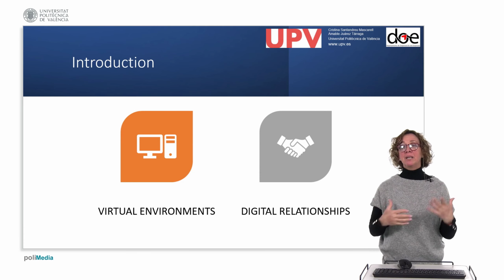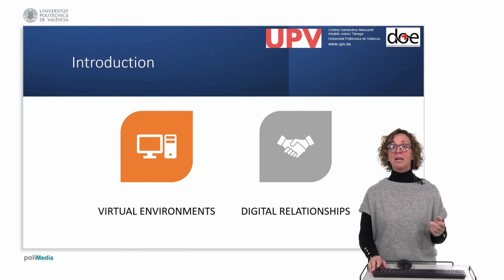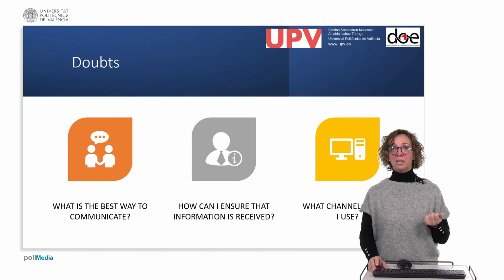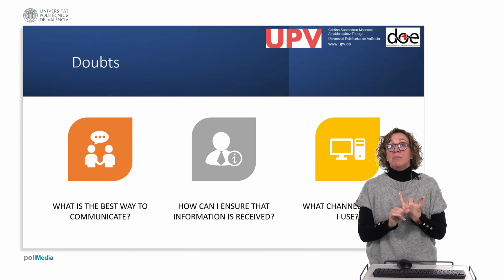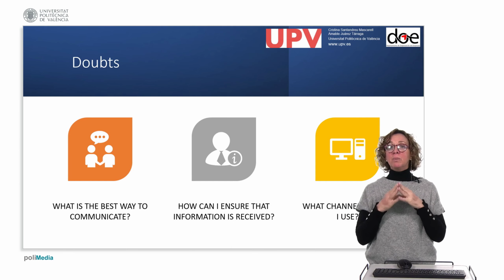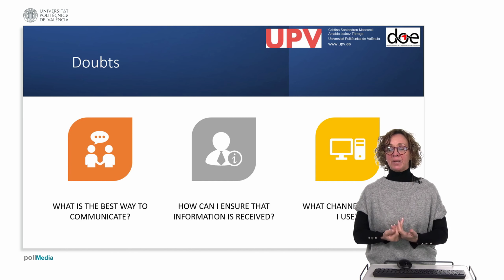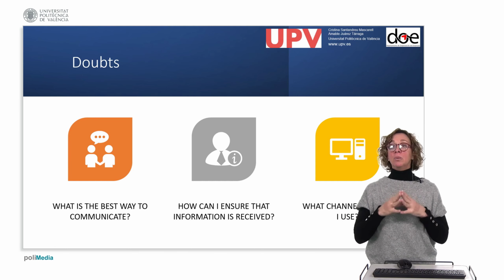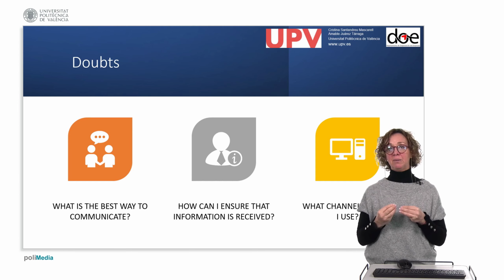Virtual environments lead us to increasingly digital relationships and enable us to communicate over distances through various means. This gives rise to many doubts to achieve effective communication, such as what is the best way to communicate, how can I make sure that information is received, what channel should I use? As seen in the previous video, presence communication is the easiest way to achieve effective communication, and we do not pose this type of doubt.